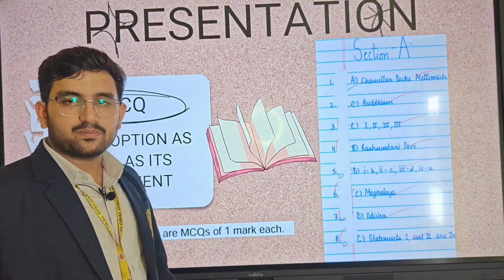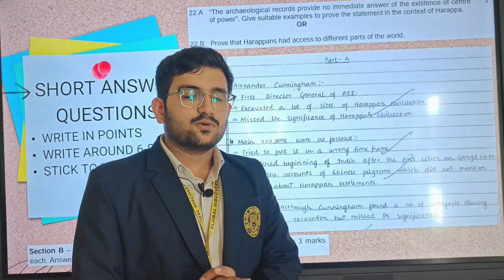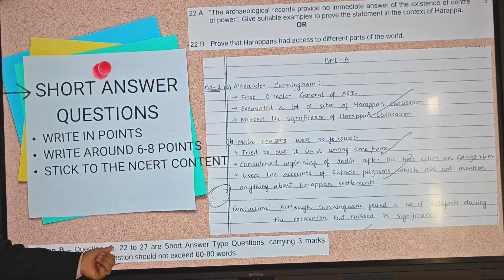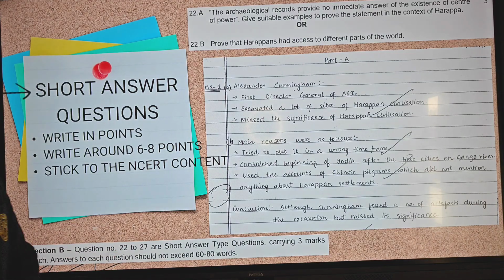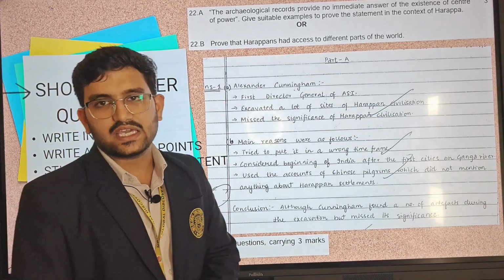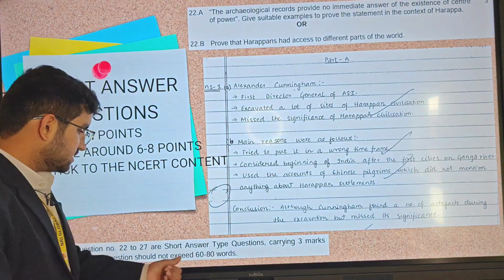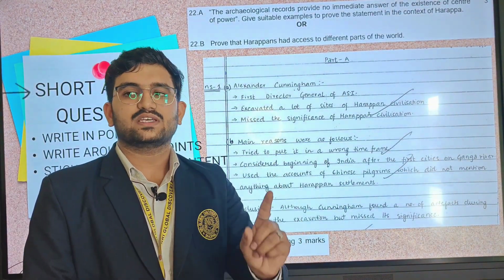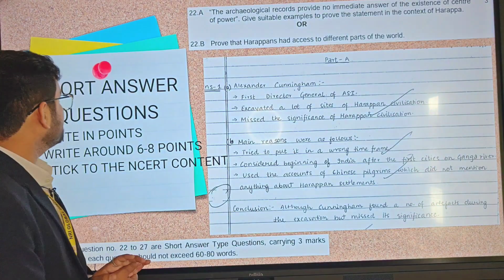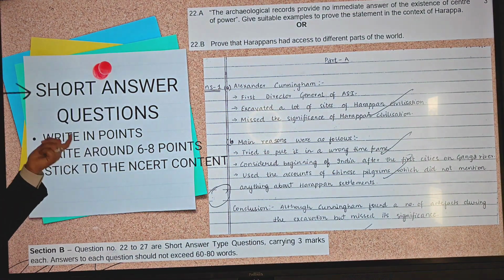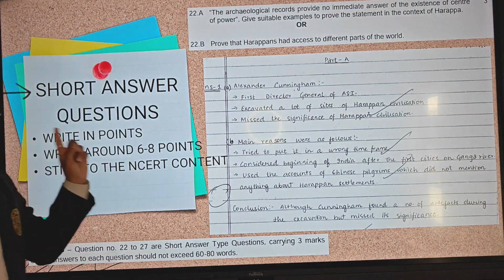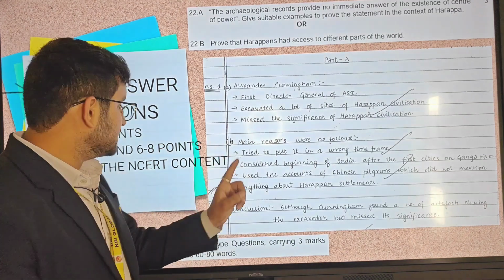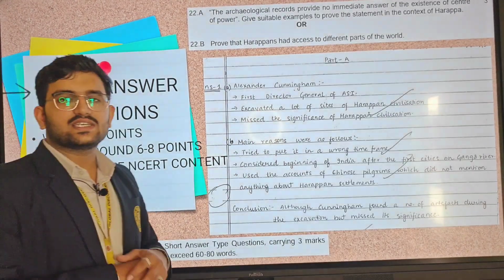Moving ahead to section B, that is short answer questions. Here question number 22 to question number 27 will be short answer questions which will carry 3 marks each, and you have to attempt these answers within the word limit of 60 to 80 words. Short answer questions you have to write in points, around 6 to 8 points in each answer, and lastly stick to the NCERT content.